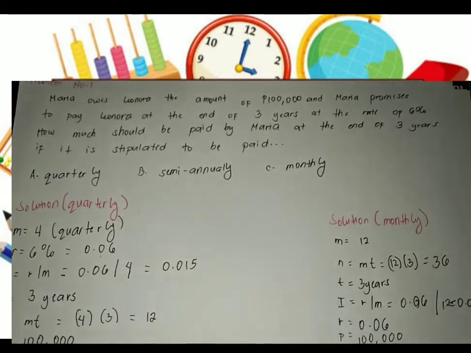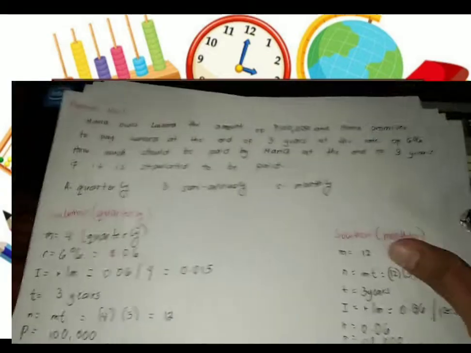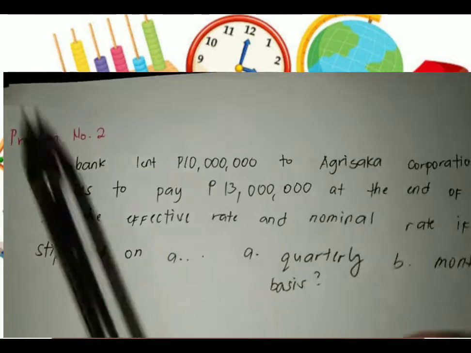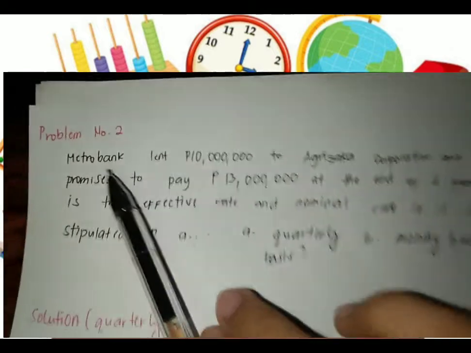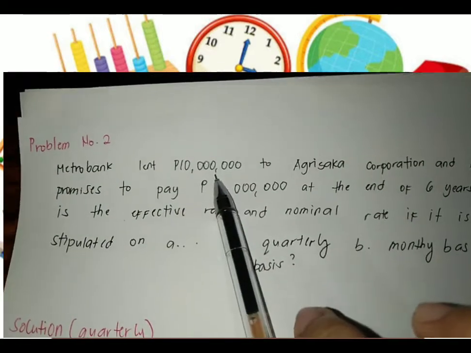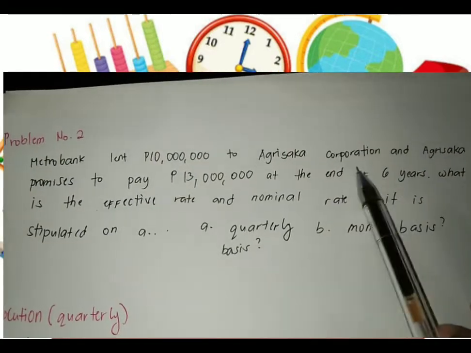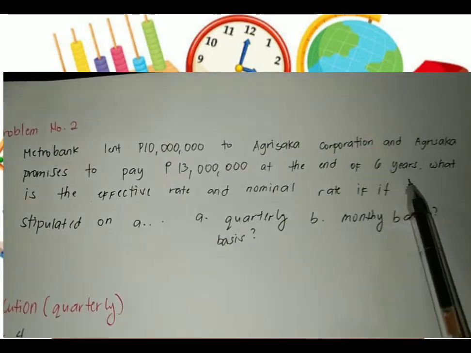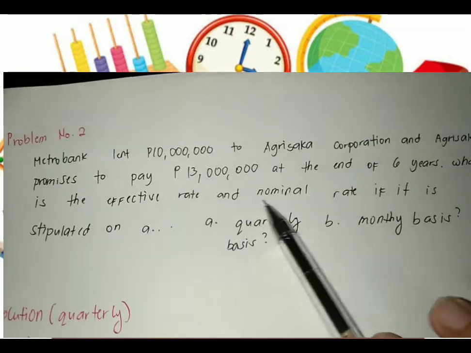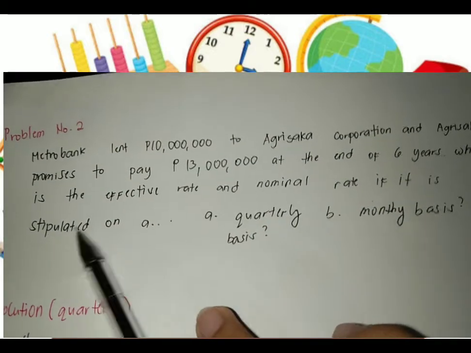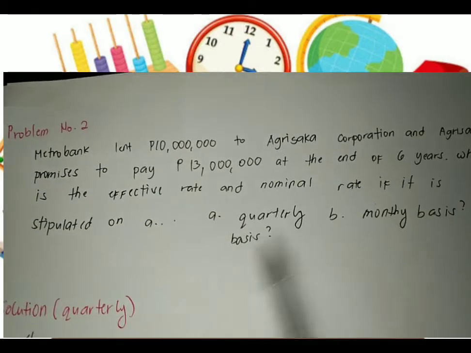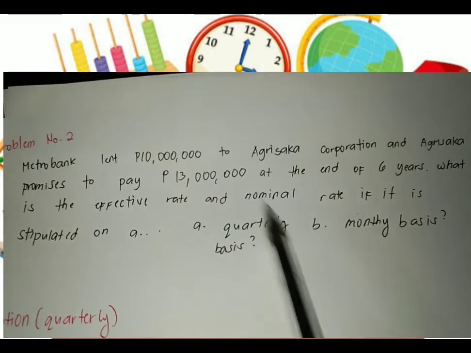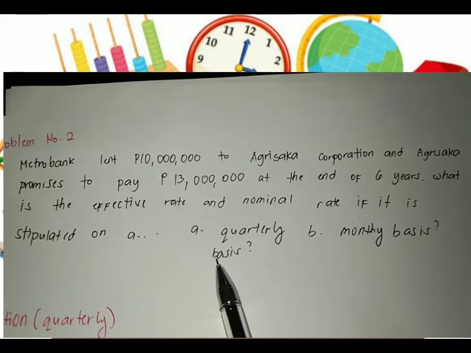Now I am going to show you our problem number 2. It says that Metro Bank lent 10 million to Agresica Corporation, and Agresica promises to pay 13 million at the end of 6 years. What is the effective rate and nominal rate if it is stipulated on a quarterly basis and monthly basis? We are going to solve first the quarterly basis.